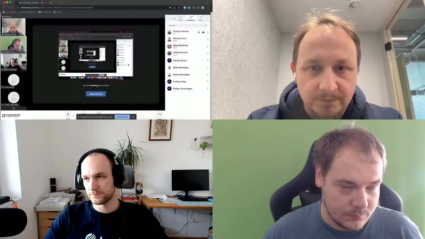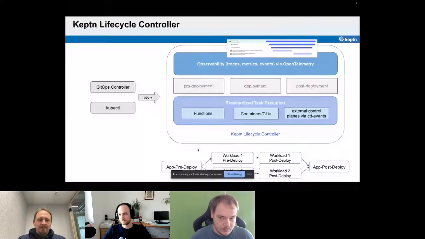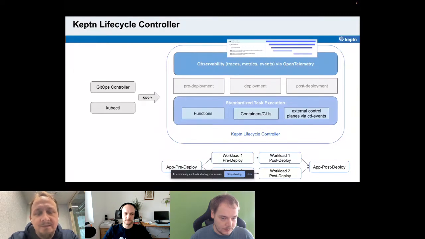So let's share my screen. Okay, so when we are thinking about the lifecycle controller, it will be more or less an operator which resides in the Kubernetes cluster where workloads are operated. So you might have a GitOps controller like Flux or Argo CD, but also some manual work or a pipeline with kubectl which applies something on your Kubernetes cluster. And on the Kubernetes cluster, you have your Keptn Lifecycle Controller, which takes care about the lifecycle of your application or workloads.